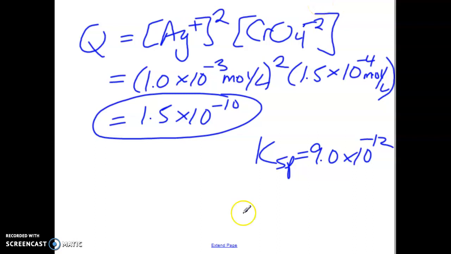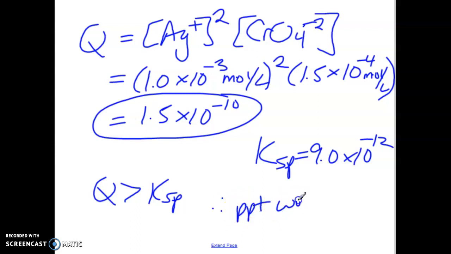So when comparing the Ksp to the Q value, the Q is larger than the Ksp for the solubility of silver chromate, which tells us that we would see a precipitate. So a precipitate would be observed.